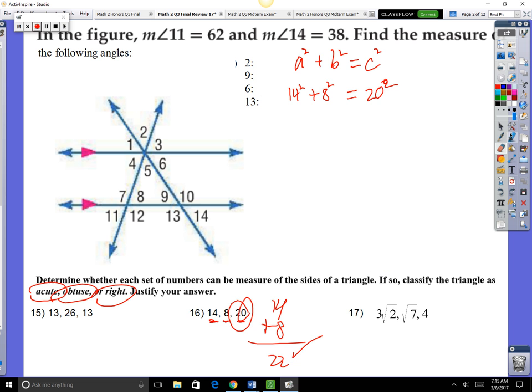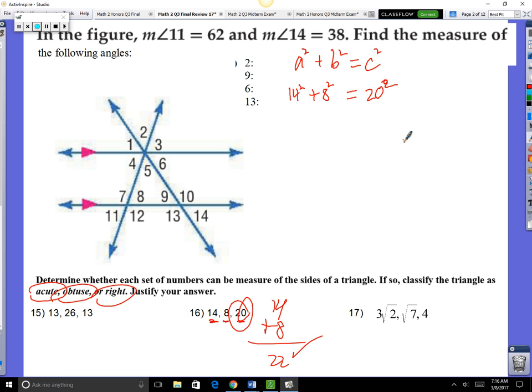If it is, it's a 90. So I'm going to change these squares. 14 squared, that's 196. 8 squared is 64. 20 squared is 400. Okay, now if I add 196 and 64, that takes me to 260. And 260 is not equal to 400. So it's not a 90.